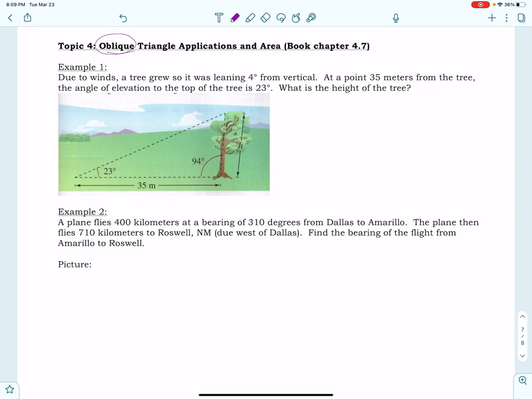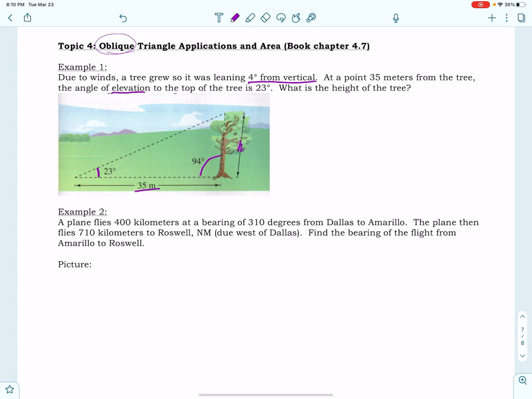Okay, so let's look at this first example. Due to winds, a tree grew so that it was leaning 4 degrees from vertical, so you get this 94-degree angle right here. At a point 35 meters from the tree, the angle of elevation to the top of the tree is 23 degrees. What is the height of the tree?